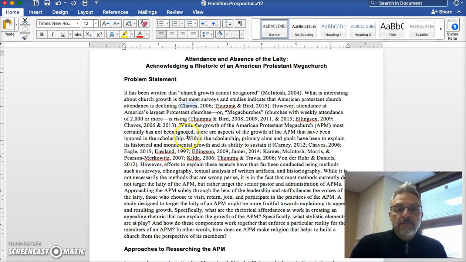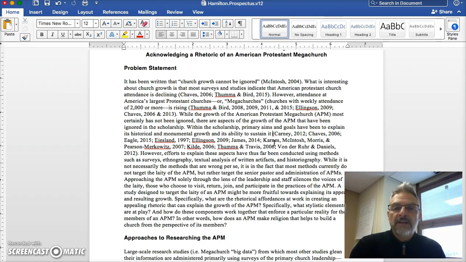All right, so then let's move down here, right here. Within the scholarship, primary aims and goals have been to explain its historical monumental growth and its ability to sustain it, right? There's one of those sentences. I'm making a claim that this is this thing that's happening, right? Within the scholarship, this has been the primary goal, it's been the primary aim. Well, it's okay to say that. It's nothing then to say, okay, here are all the authors, all right, from which I'm getting that information.